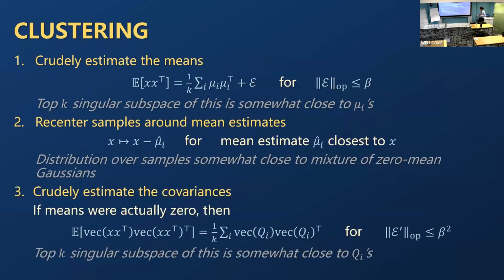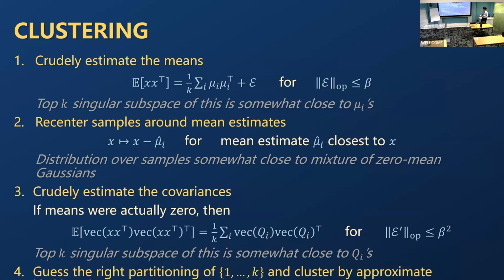And the clustering is not too fancy. What you do is you crudely estimate the means of the components. Now you effectively subtract out the means so that the mixture is effectively a mixture of Gaussians with mean 0. And then once you have Gaussians of mean 0, you can estimate the covariances by looking at fourth moments of the distributions. Okay, so nothing super fancy. So we can get this crude clustering.